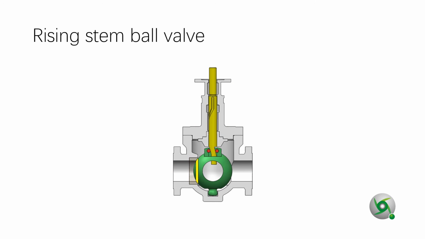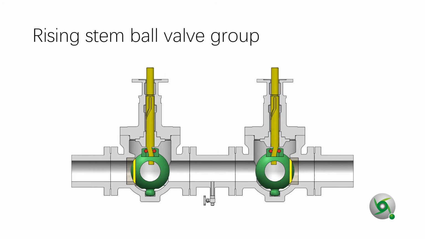Rising stem ball valve meets sealing area friction-free on-off and mechanically energized sealing, but a single rising stem ball valve will not meet DBB or DIB. A group of 2 rising stem ball valves can meet DBB and DIB, but it is bulky, complicated to operate, and expensive.